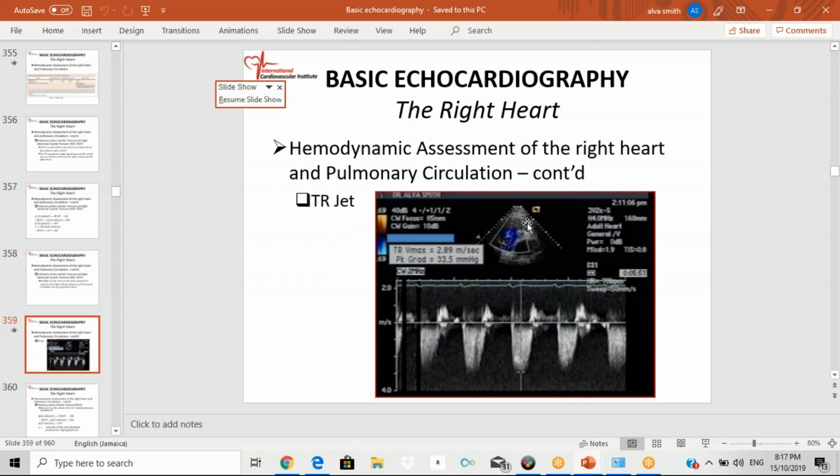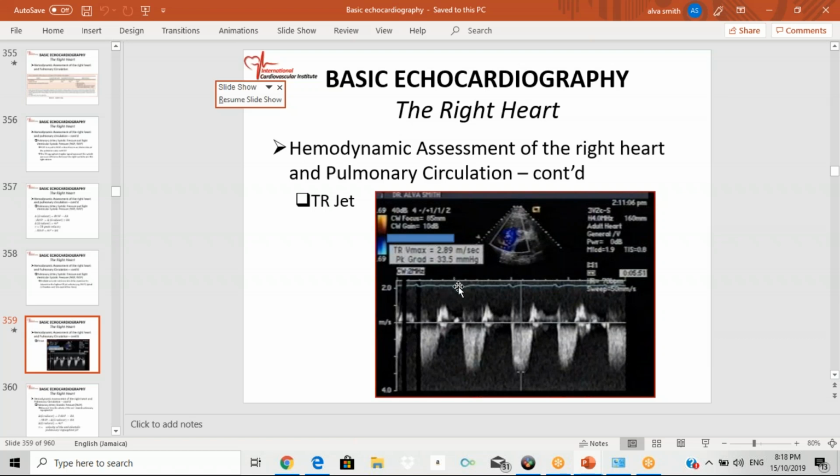This is a short axis at the level of the aorta. The cursor is across the tricuspid valve. This is your probe or transducer right there. When you have tricuspid regurgitation, blood is going to flow from the right ventricle across the tricuspid valve and into the right atrium. So the blood is moving away from the transducer, hence it's going to be below the baseline. Okay, it's a systolic flow.